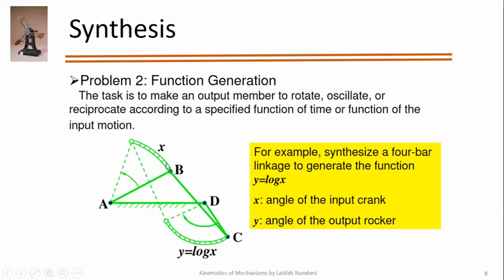x is just the angle of the input crank, from there you can attain it. And y is the angle of the output crank. So where is your output crank? The output crank is here, CD. This is your y. The input angle you consider is the crank angle x, and y is the output with respect to this x. So the relation is y = log x, from input link to output link.